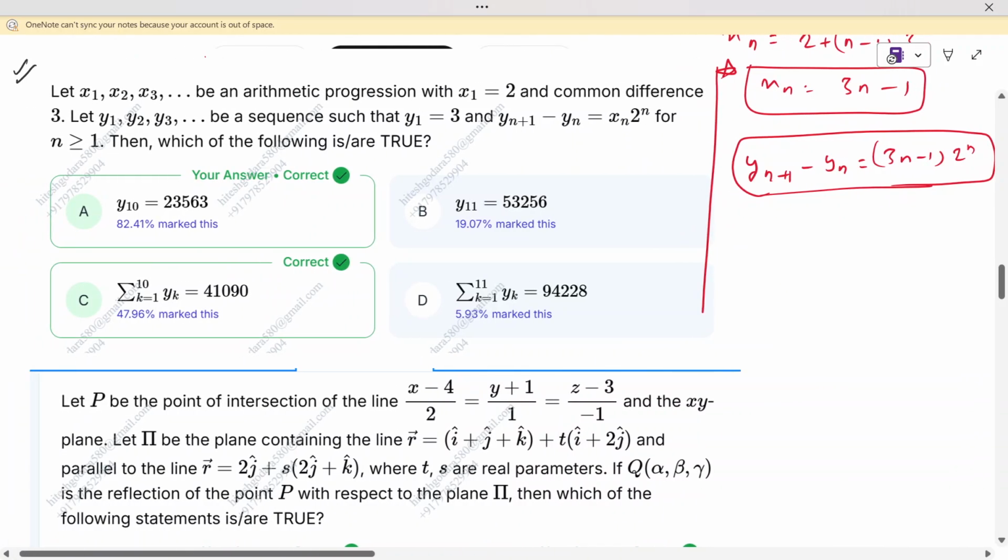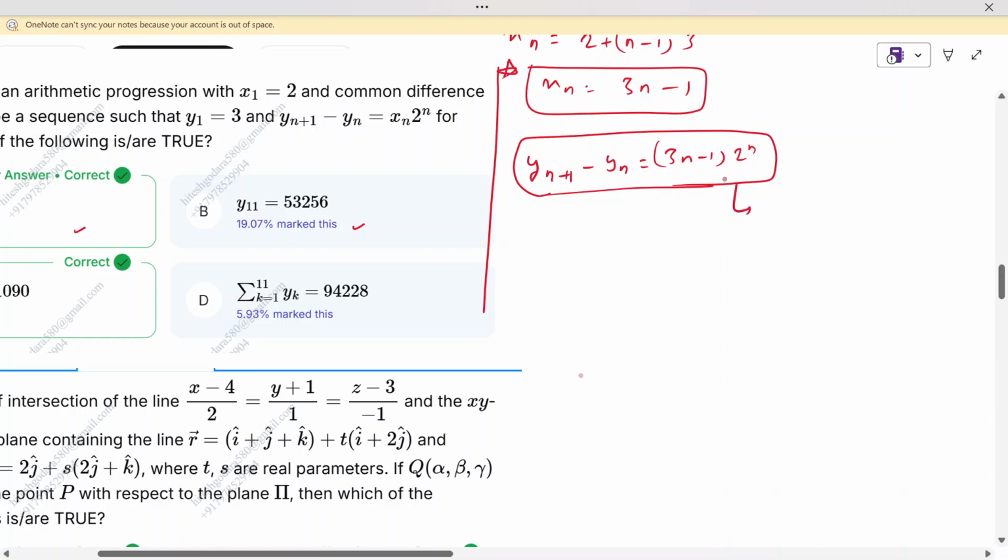For the first and the A and B options, we'll find some nth sum, right? So if I start putting from n equal to 1, and you know, this is AGP. This is AP, this is GP, no? So this is AGP. So let's start putting from n equal to 1. So what do we get? First will be y2 minus y1 should be 2 into 2 to the power n. Then y3 minus y2, that should be what? 3 times into 5, right? 5 into 2 to the power n.